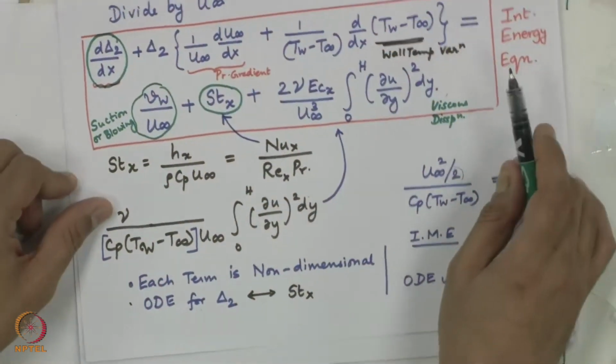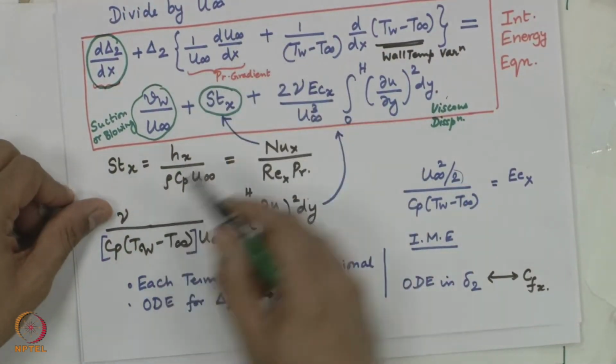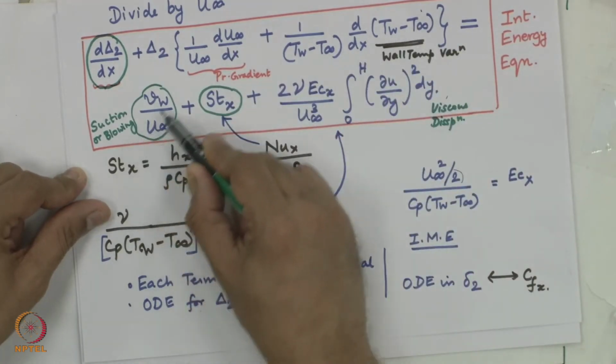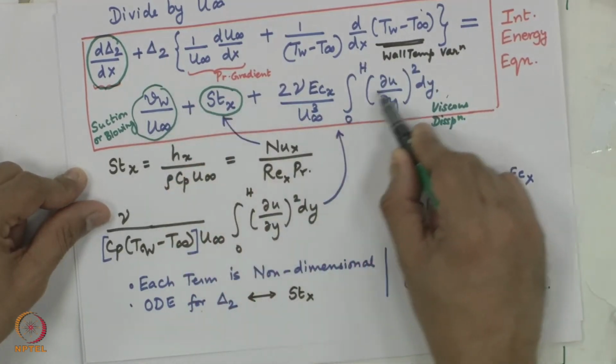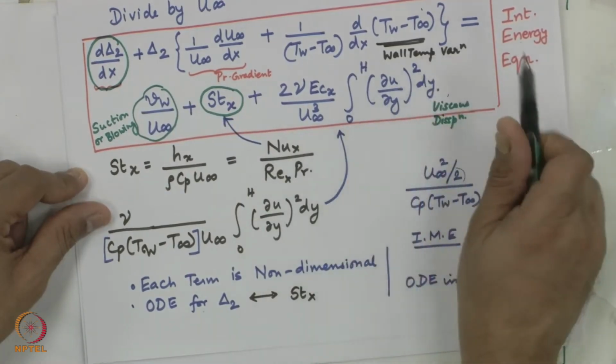So, what is done is we make simplifying assumptions. So, this is the equation. If I have flow over a flat plate, u infinity is constant, pressure gradient is 0, this will drop off. Constant wall temperature, this will drop off. No suction or blowing, this will drop off. Neglecting viscous dissipation, which is important only for high speed flows, this will also drop off.